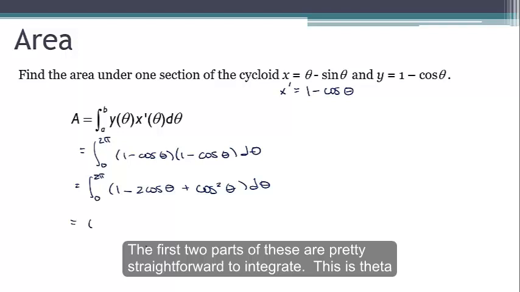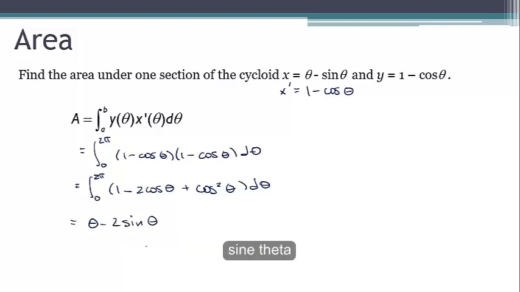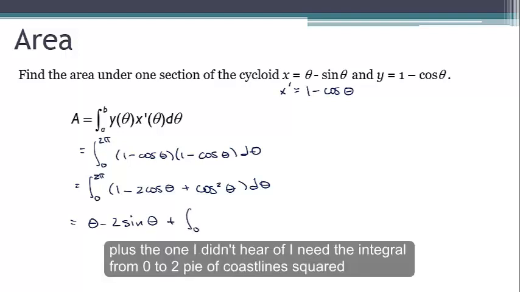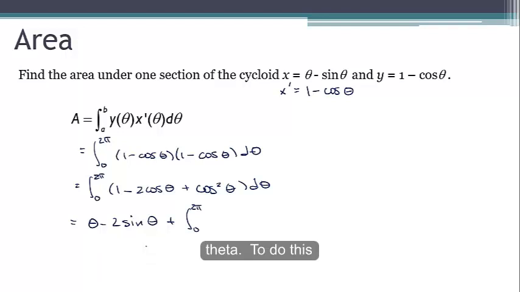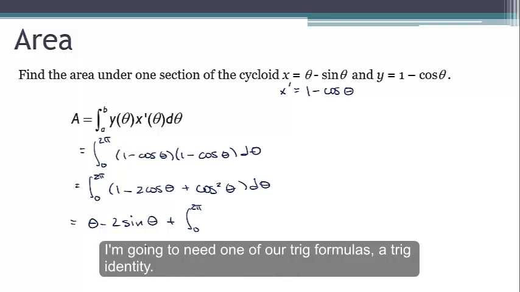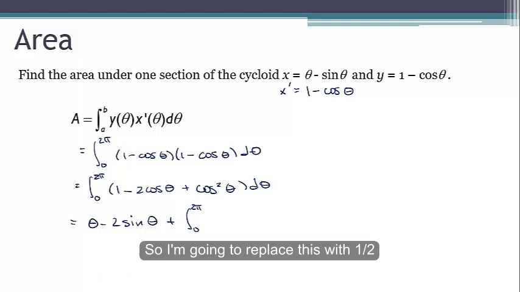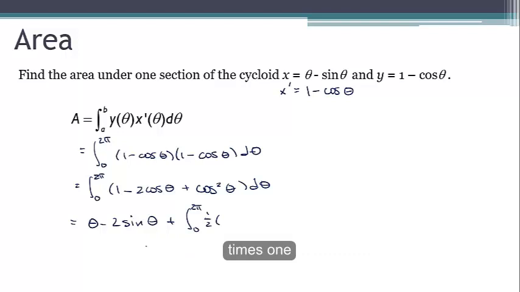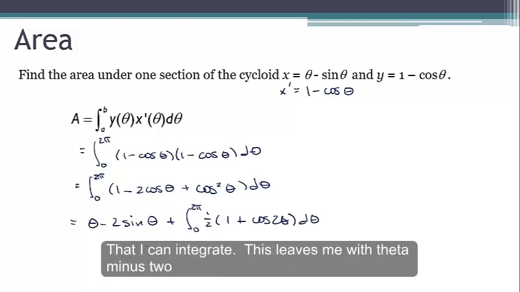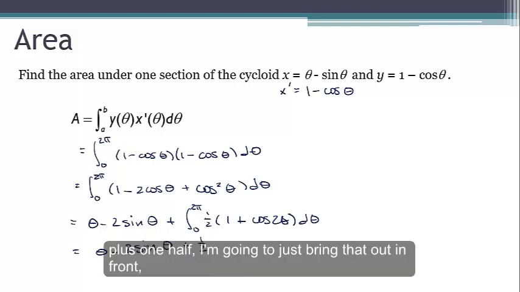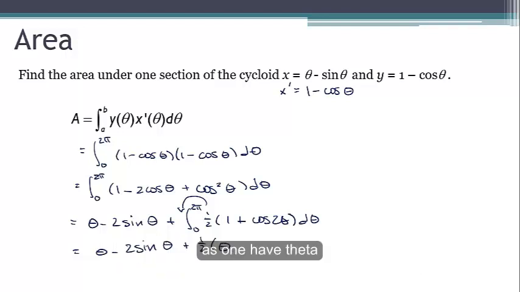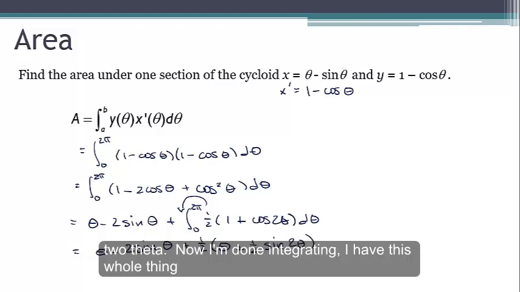This is theta minus 2 sine theta plus. Now, what am I going to do here? I need the integral from 0 to 2 pi of cosine squared theta. Well, to do this, I'm going to need a trig identity. I'm going to replace this with 1 half times 1 plus cosine 2 theta. All of that I can integrate. So what do I get then? Theta minus 2 sine theta plus, I'm just going to bring that 1 half out in front, 1 half times theta plus 1 half sine 2 theta.